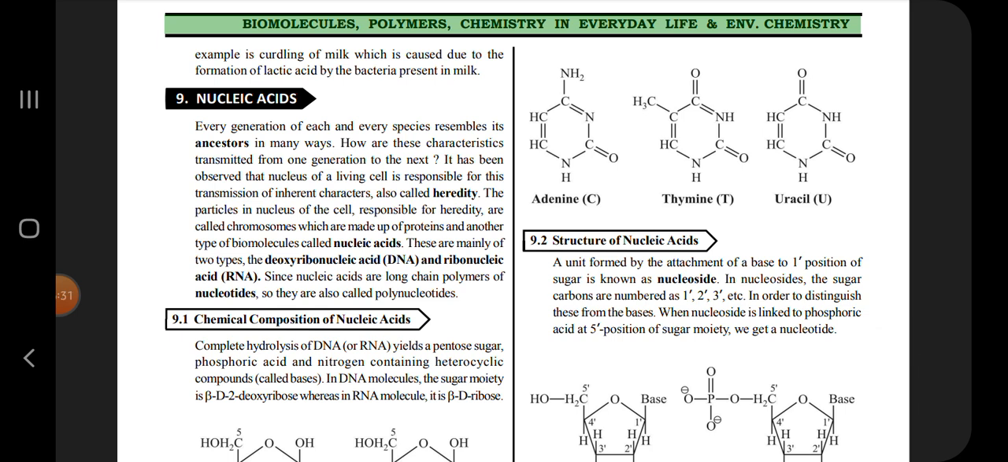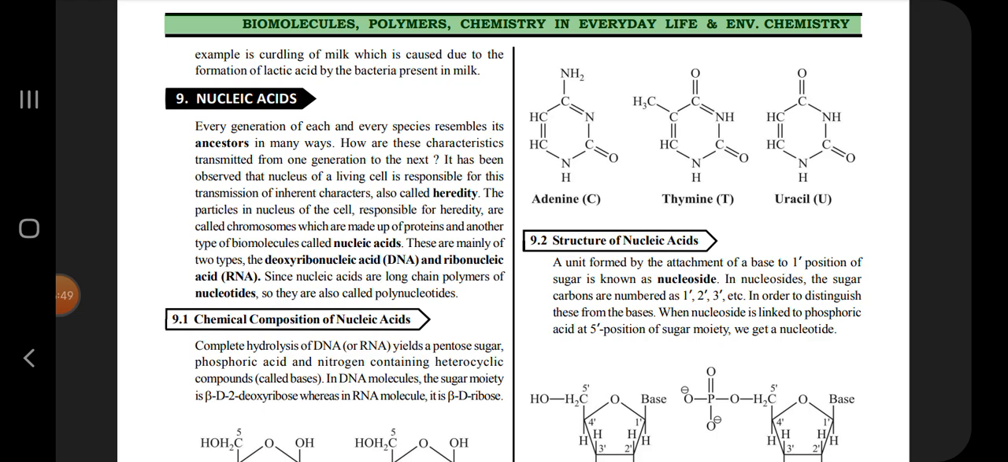Then nucleic acid. There are two types of nucleic acid: deoxyribonucleic acid, that is DNA, and ribonucleic acid, that is RNA. Since nucleic acids are long chain polymers of nucleotides, they are called polynucleotides.